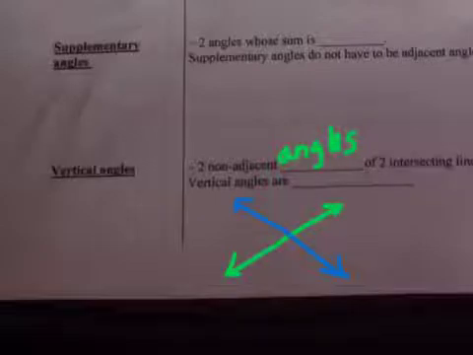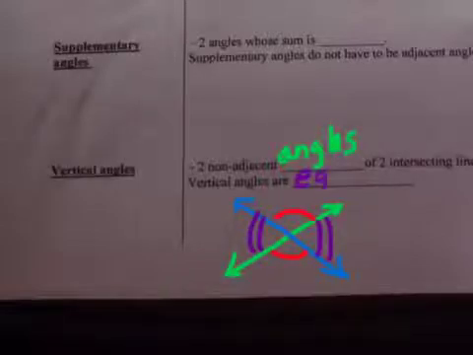Two non-adjacent angles of two intersecting lines. Let's say I have this line here, and I have this line here. The two angles across from each other are called vertical angles. This one and this one are vertical angles, the two ones that I marked with red. And let me pick a different color, maybe purple. This one and this one are vertical angles, and vertical angles are equal.